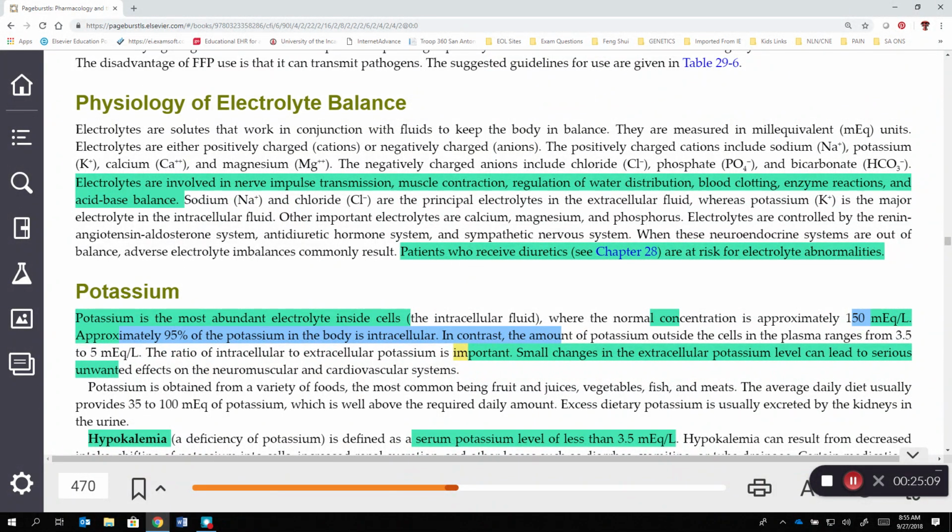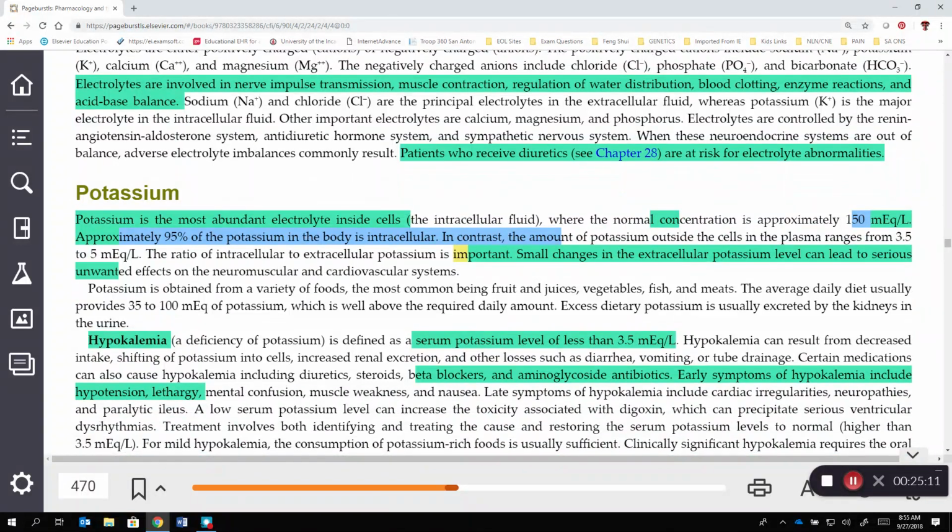Now, as a review, electrolytes are very, very important in the body as part of nerve impulse transmission, muscle contraction, and regulation of water distribution, and so on. So, what's a major muscle in our body? Yeah, the heart. The heart's a muscle. That's the one I think of first. And if we are messing around with nerve impulse transmission and muscle contractions, and it affects the cardiac muscle, that can be a very serious thing. So that's why we need to learn about these.